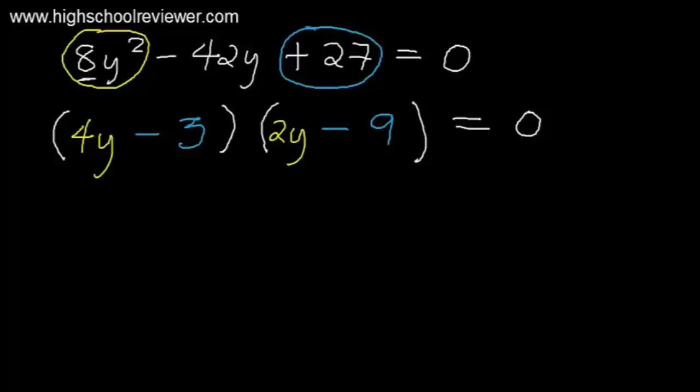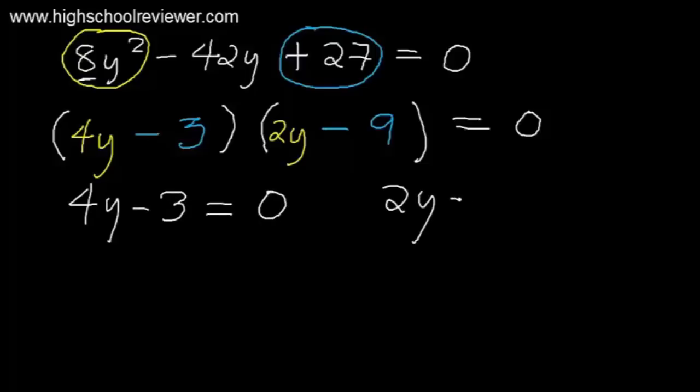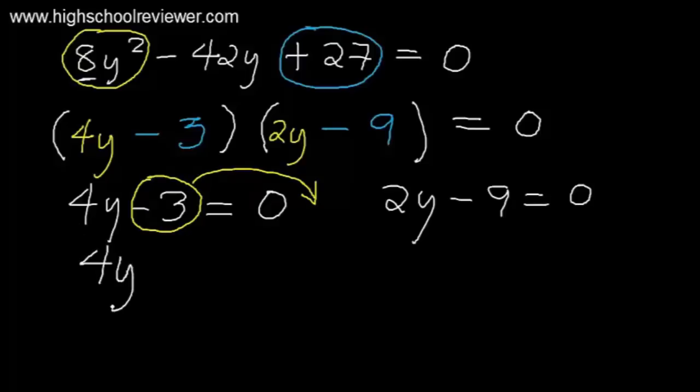Okay. So our first factor here is 4y minus 3, and we equate this to 0. And our second factor is 2y minus 9 equals 0. To find the value of y, first we need to transpose negative 3 to the other side. After transposing, what will be left on the left side will only be 4y. If we transpose negative 3 to the other side, it will change sign.